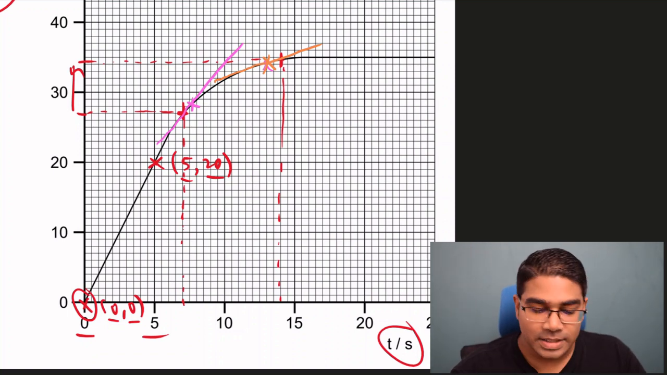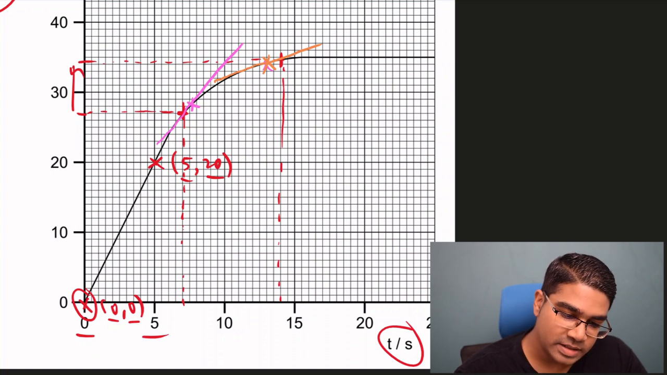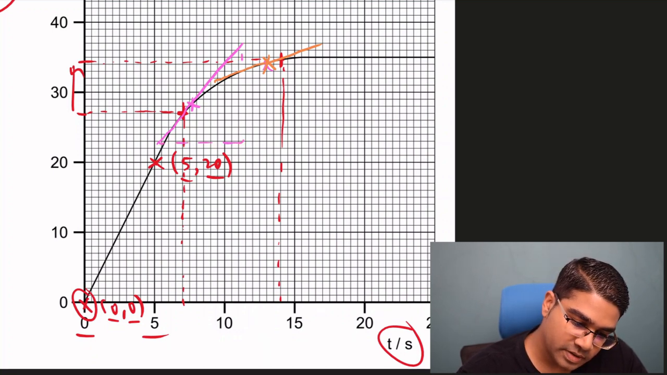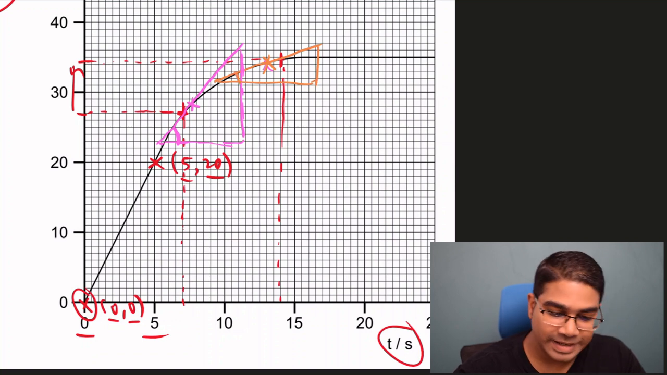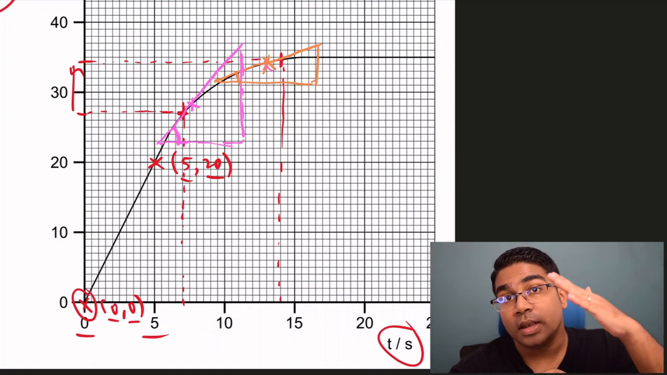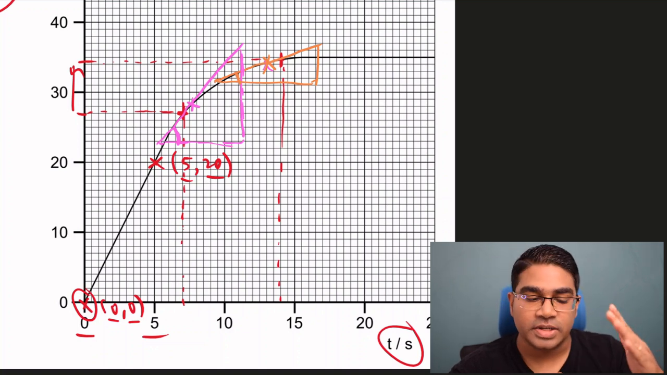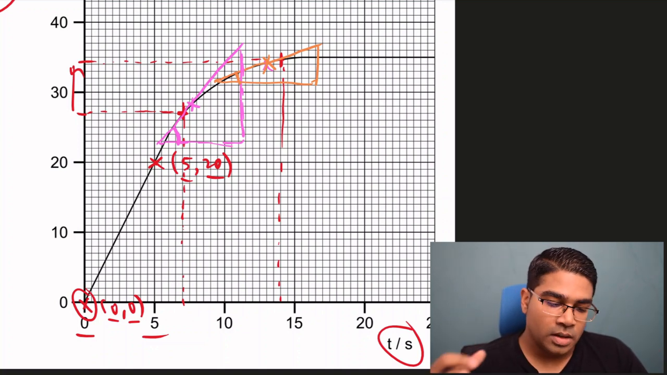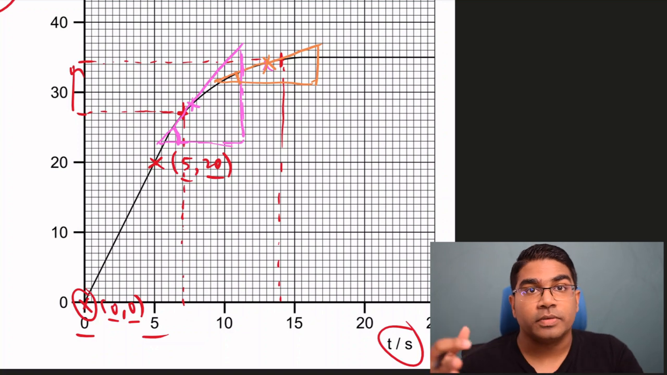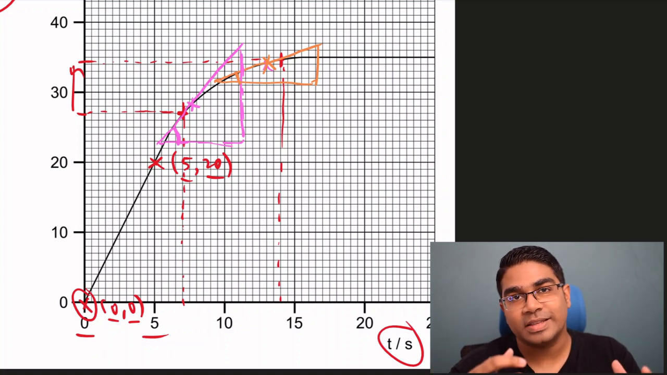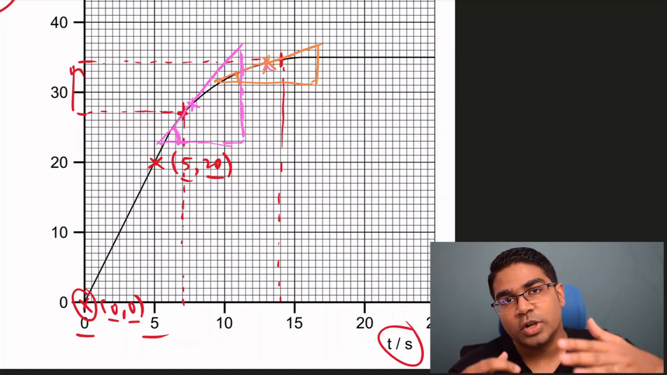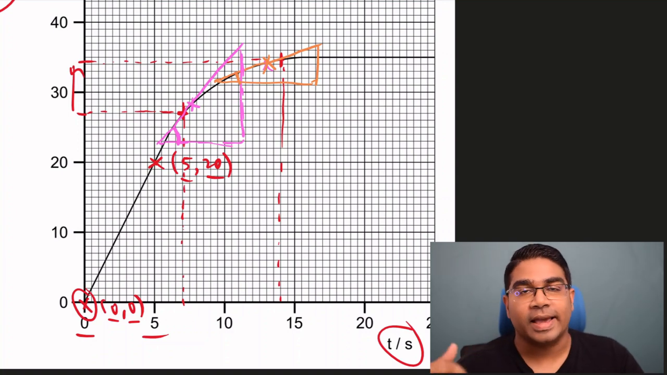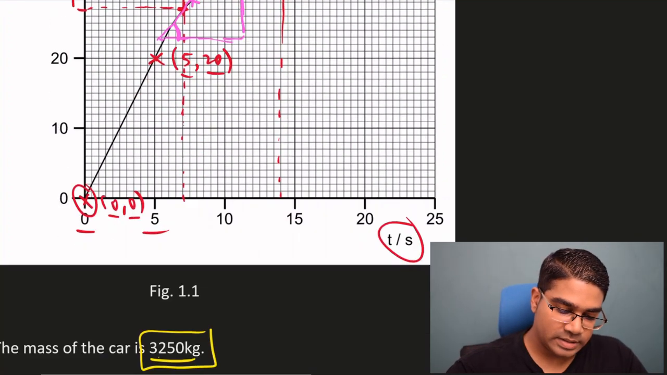So you can clearly see that the gradient is decreasing. If we were to take the first gradient, this would be the gradient. And look at the second gradient. So you can see clearly the steepness is decreasing. Now the steepness represents the acceleration. Therefore we can say the object is accelerating from 7 to 14, but the magnitude of acceleration decreases. So it is moving with decreasing acceleration. So that's the answer here.